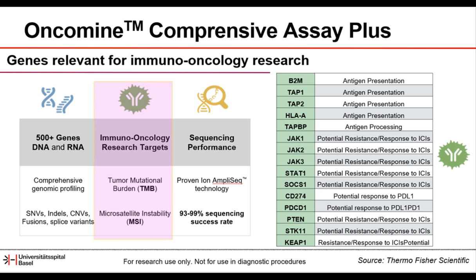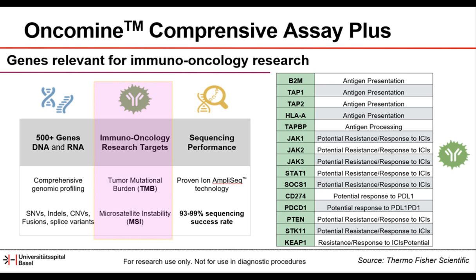I also would like to stress that among these immuno-oncology research targets, there are also a nice collection of genes that have actually been associated in clinical research with response or resistance to, for example, immune checkpoint inhibitors. Here you see at the bottom of this list STK11 and KEAP1, which together with KRAS alterations have been associated with resistance to immune checkpoint inhibitors.